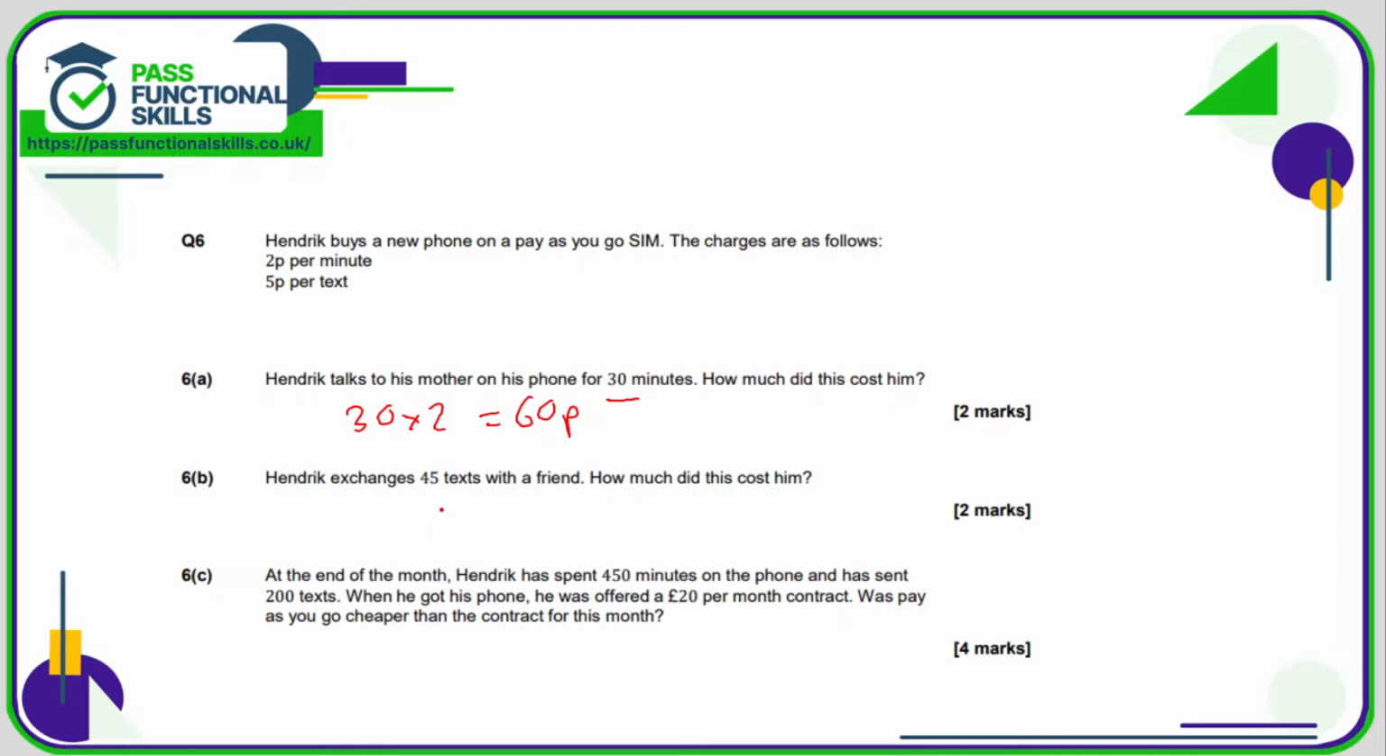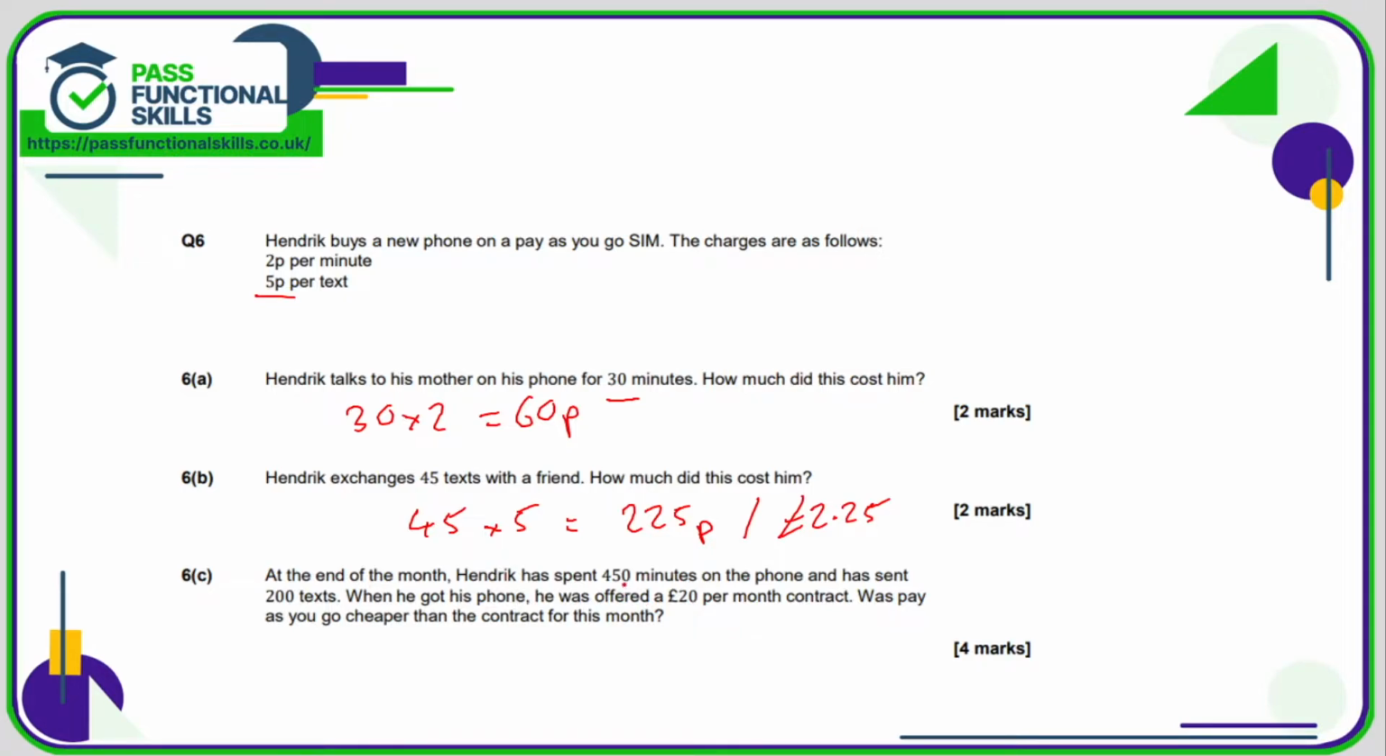He exchanges 45 texts with a friend. So that's going to be 45 multiplied by 5 pence, and 45 times 5 is 225 pence. In other words, £2.25. At the end of the month, Hendrik has spent 450 minutes on the phone and has sent 200 texts. When he got his phone, he was offered a £20 per month contract. Was pay-as-you-go cheaper than the contract?